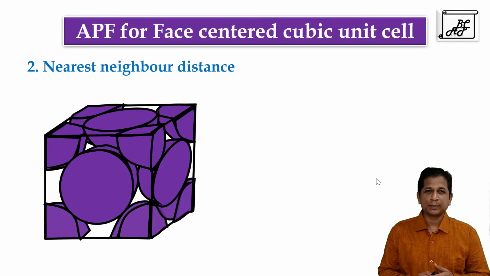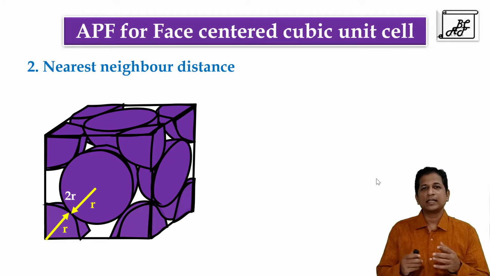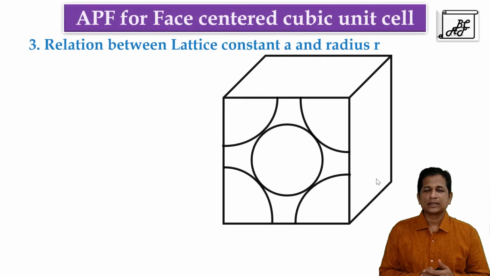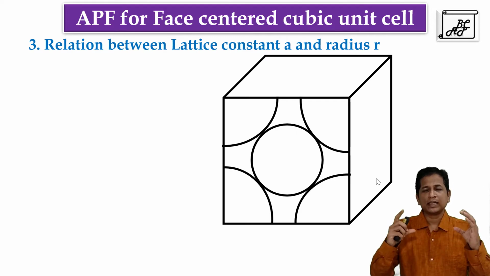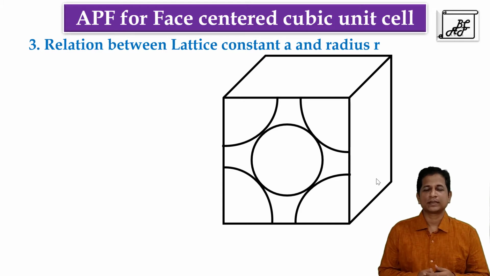We come to nearest neighbor distance. It is the distance between centers of 2 atoms next to each other. It is 2r. But we have to find out a relation between lattice constant and nearest neighbor distance. For this, consider a diagram in which the central atom, the atom at the center of the face, is touching the 4 corner atoms. In fact, in case of face-centered cubic unit cell, the corner atoms do not touch each other, but the 4 corner atoms touch the atom at the center of the face.